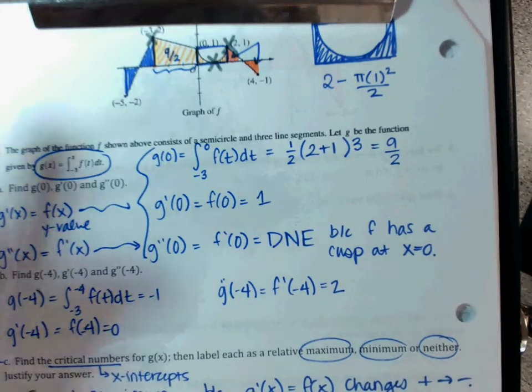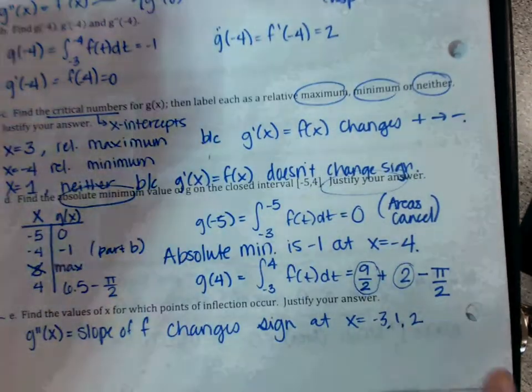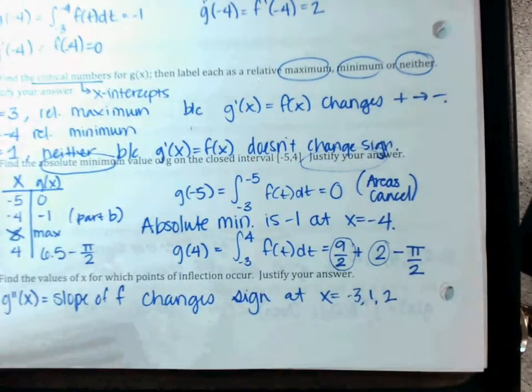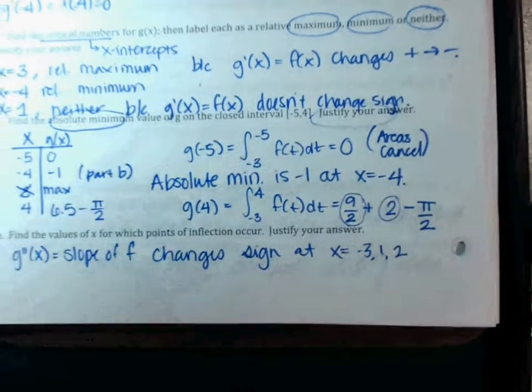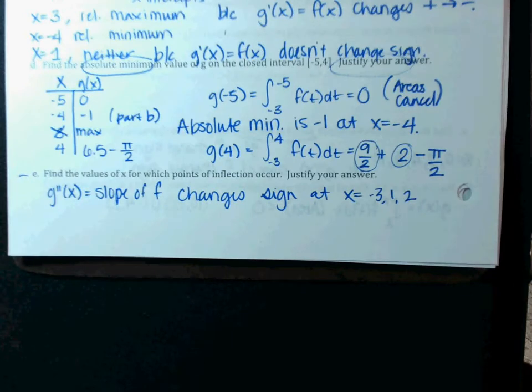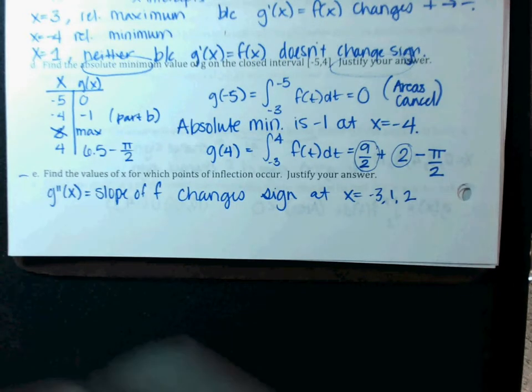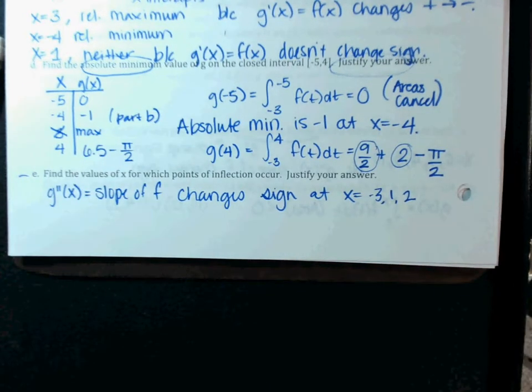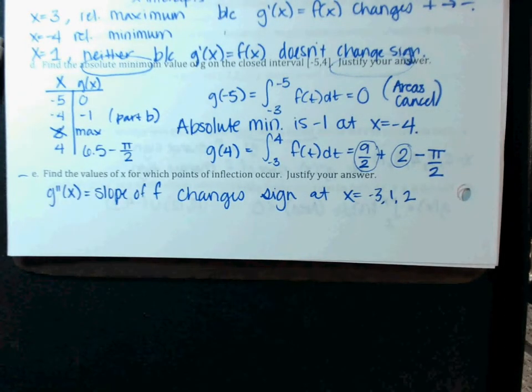And then you'll notice that I put my justification first. Okay, just while I was waiting on you to look at it. Okay, but you would put g double prime, which is the slope of f, changes sign. And then remember, for POIs, it doesn't matter which order. You just have to make sure that you put that it does change sign.